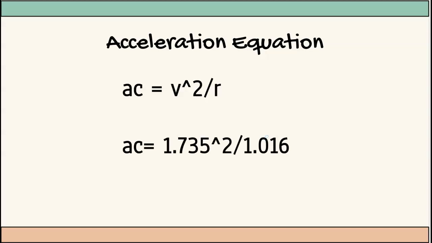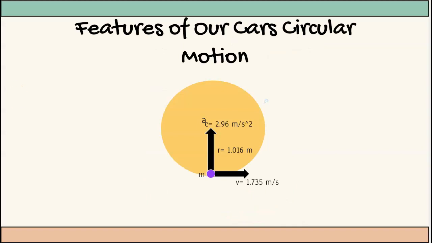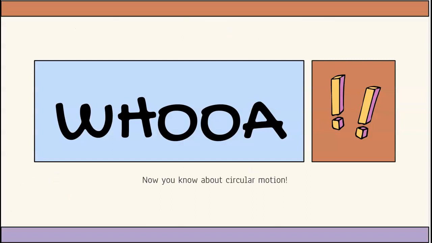Our acceleration would then be 1.735 meters per second, squared, divided by 1.016. And then our acceleration is now 2.963 meters per second squared. So completed, these are the features of our car's circular motion, with our acceleration pointed inward at 2.963 meters per second squared and the velocity of 1.735 meters per second. Woo! Now you know about circular motion.